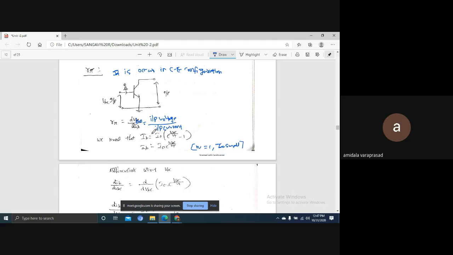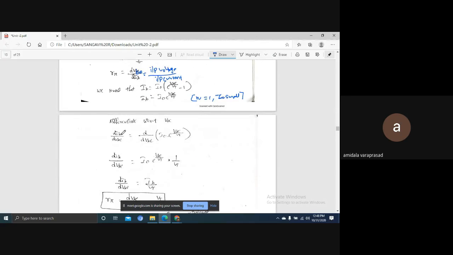Okay, neglect it means which one? This I naught I cannot neglect. I naught into this one minus I naught we will get, and that minus I naught we need to neglect. Same, we need to get VBE by IB, then differentiate this IB value with respect to VBE.